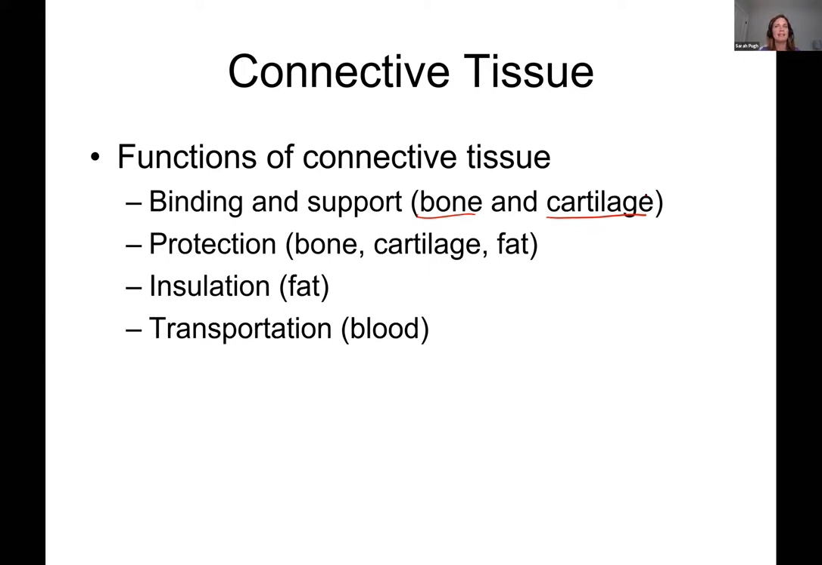Even fat is a connective tissue that is very protective. It provides insulation and protection. Another one is insulation, and that's fat. And then the last one, transportation. The only one that provides transportation is going to be blood. It's going to transport things like oxygen, carbon dioxide, nutrients, and wastes.